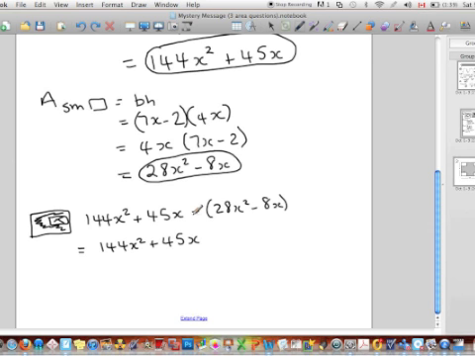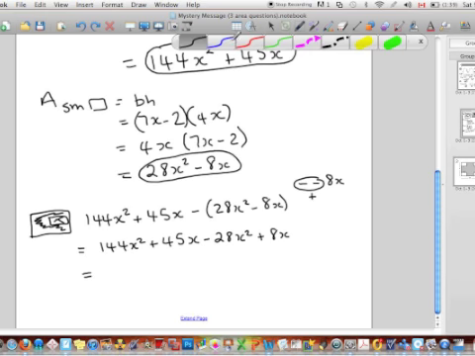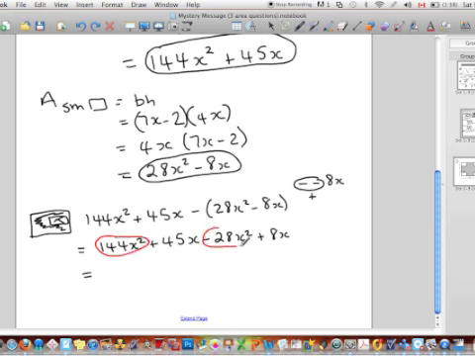So here I am subtracting a positive 28x squared, which is the same as subtracting 28x squared. Now I'm subtracting a negative 8x. Subtracting negative 8x is the same as adding 8x. Okay, remember that from your integers? Now I look at it and I say, well, do I have any like terms here? Are there any terms that I can combine? Well, I have 144x squared and I have negative 28x squared. Remember the negative goes with this.